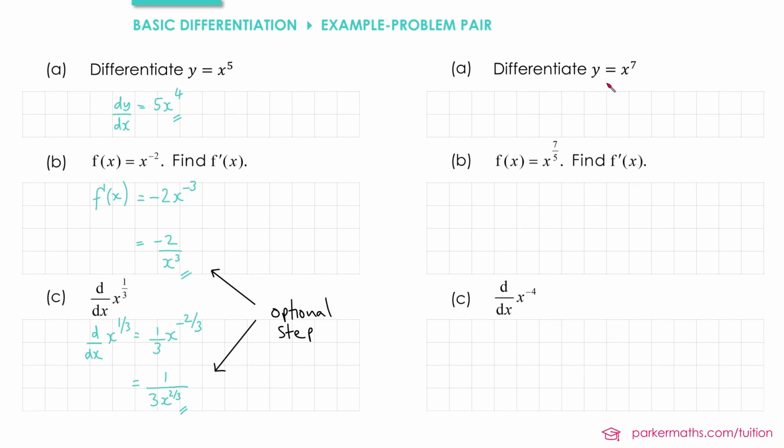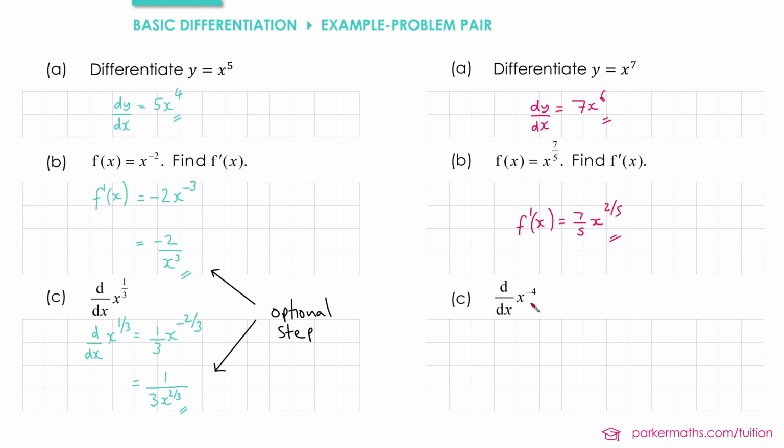So in part A, we're differentiating y equals x to the power of 7. So we're going to write dy dx equals, we're going to multiply by the power, that gives us 7. Subtracting 1 from the power gives us x to the power 6. For part B, we have f of x equals x to the 7/5. So we're going to find f dash of x. Multiplying by the power gives us a 7/5. And then subtracting 1 from 7/5 gets us to 2/5. So we get x to the power of 2/5.